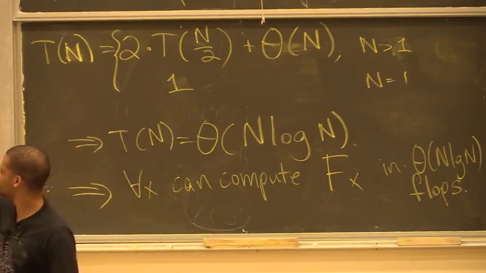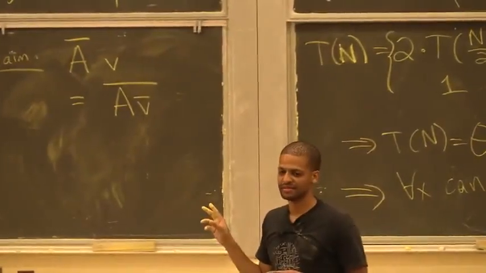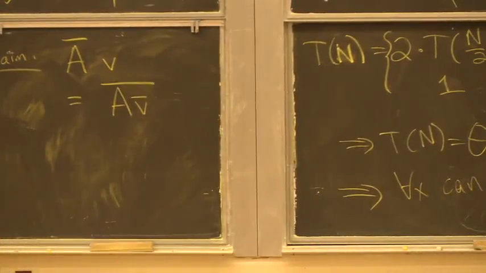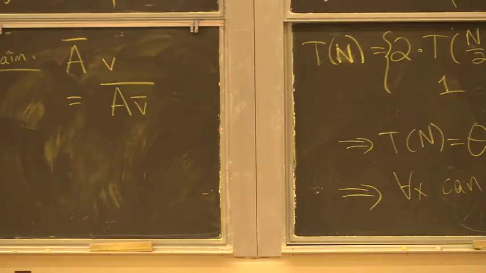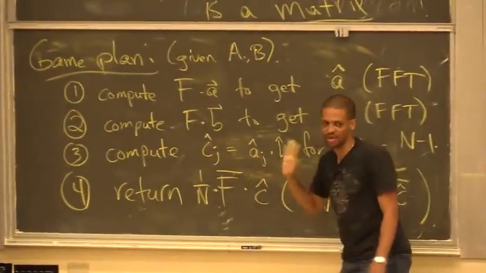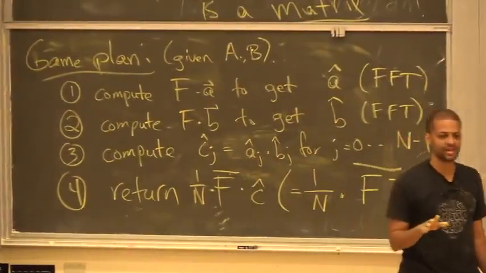So don't think of C hat and A hat and B hat as polynomials. They're just numbers. C hat is a vector of length n. So C hat sub j is a number. A hat of j is a number, B hat of j is a number. This is just a product of 2 numbers, and I assume that I can do a flop in constant time.